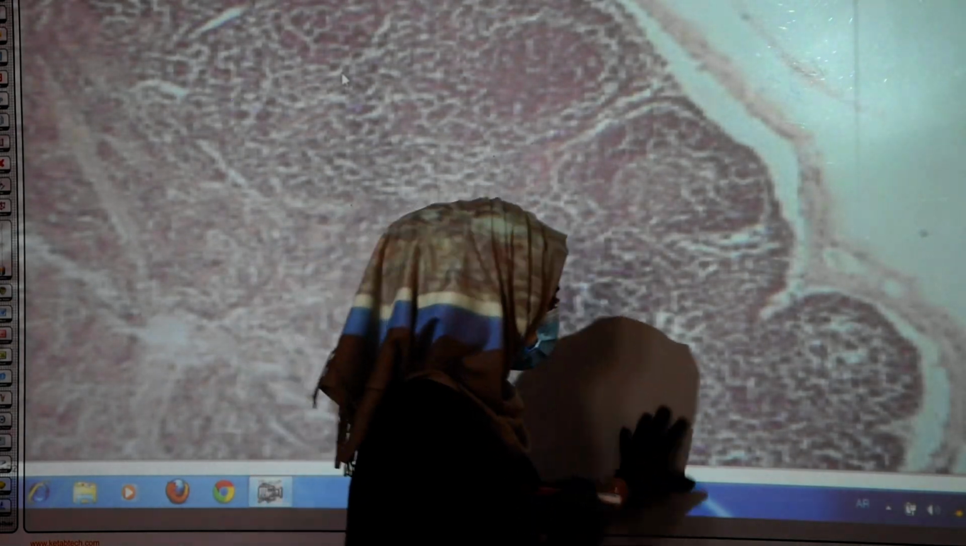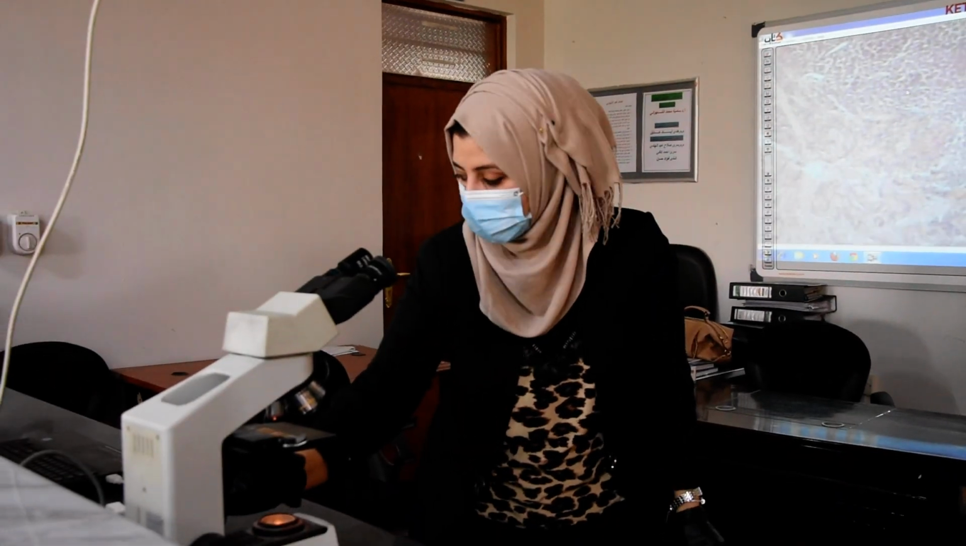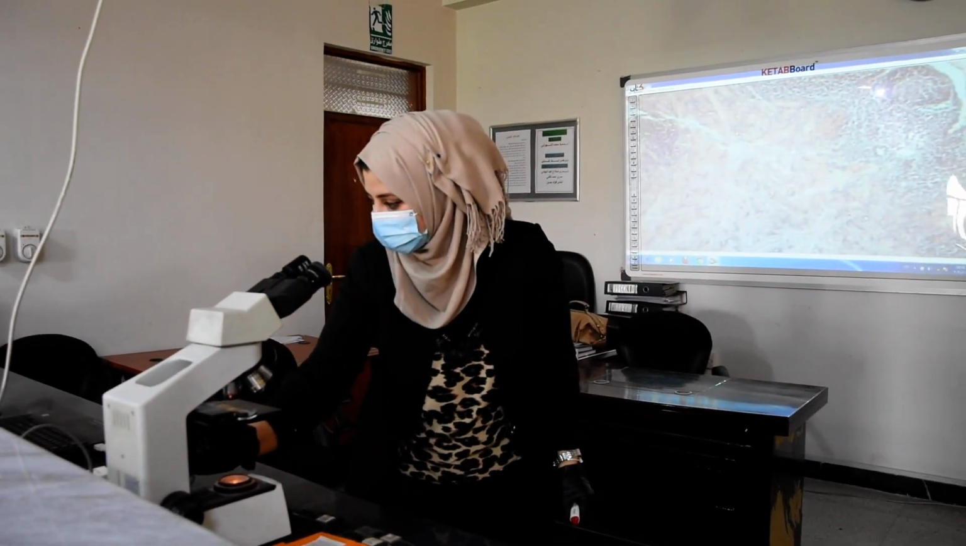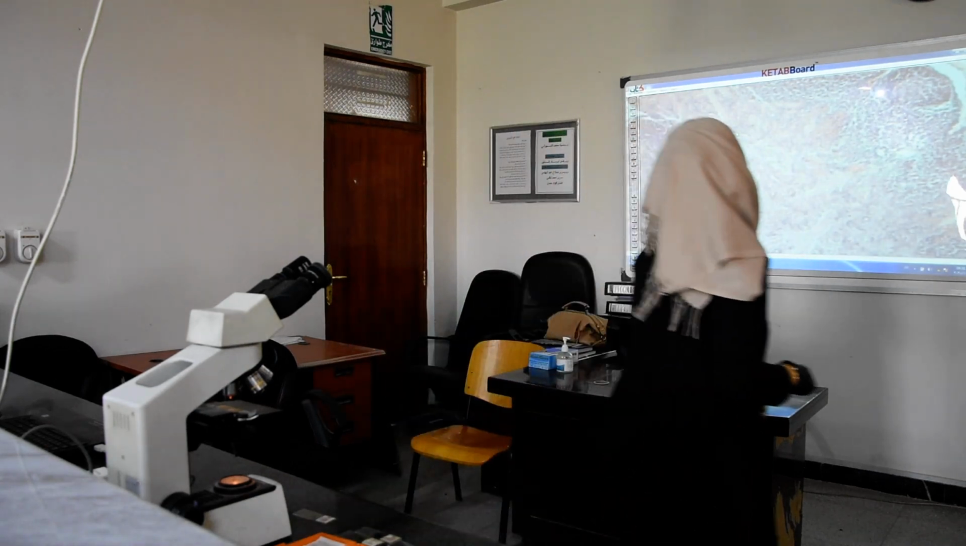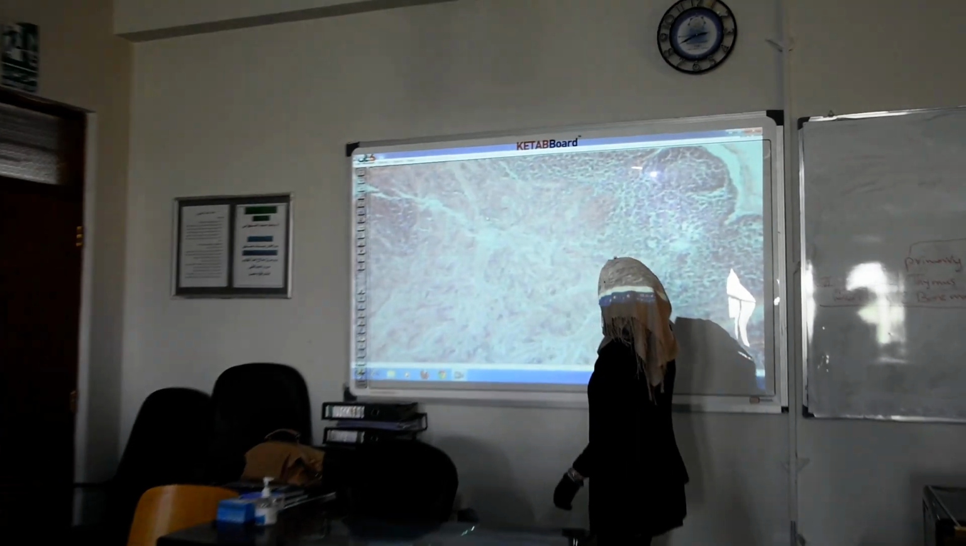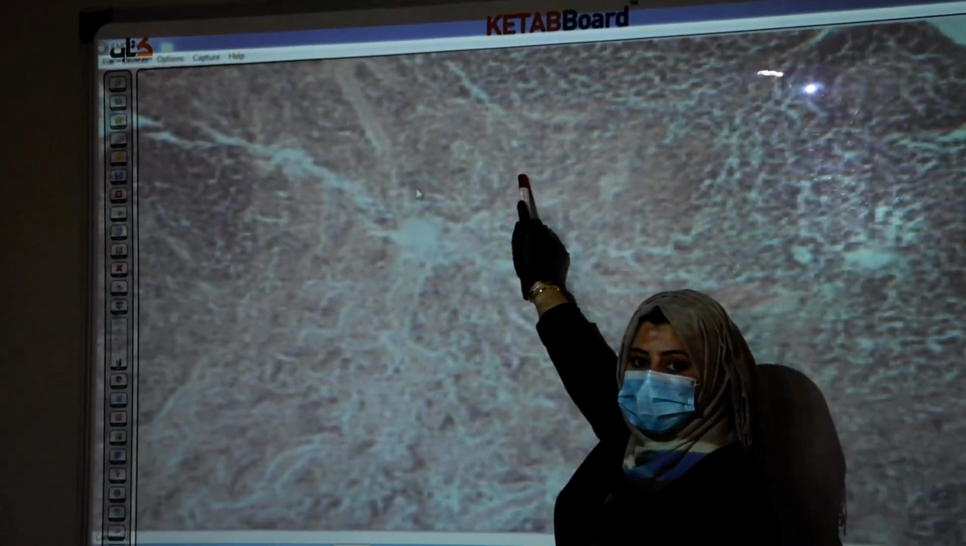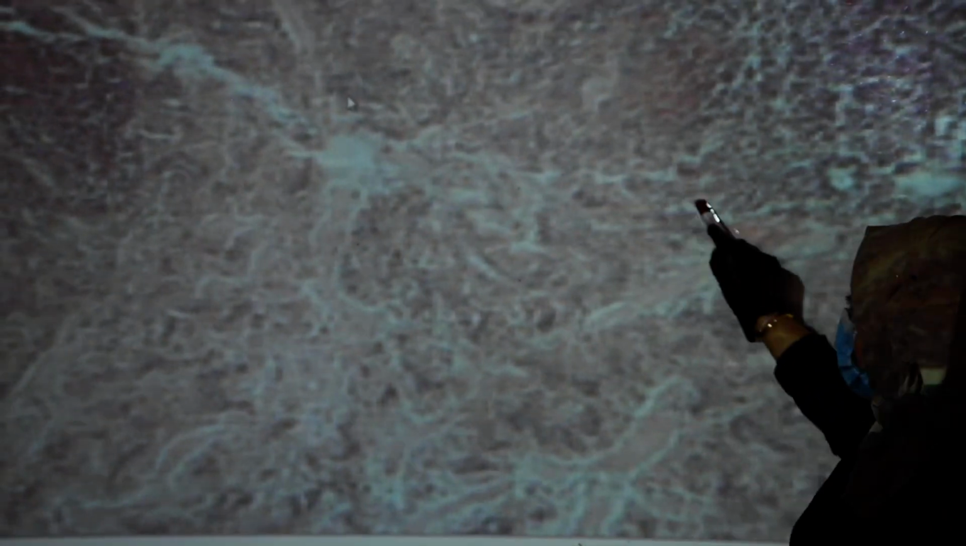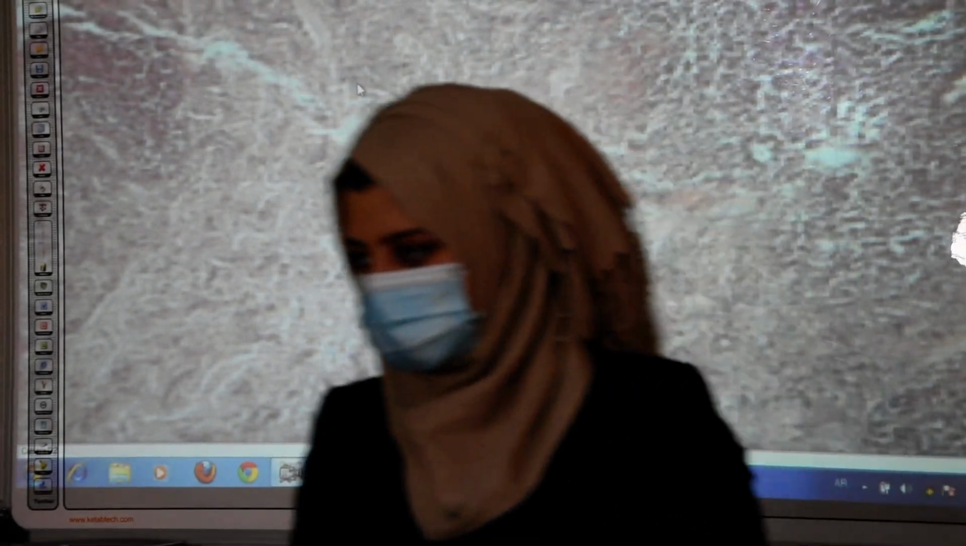Okay. When we come to the paracortex, at this side, it's considered a house of T cells, in addition to other immune cells like macrophages, plasma cells, and reticular cells.